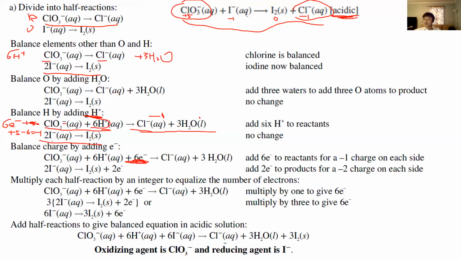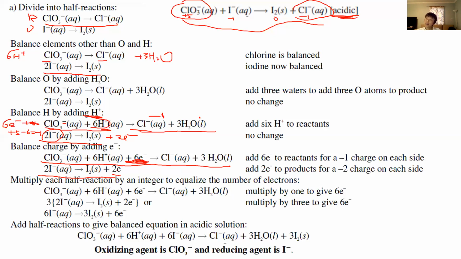And on the second reaction, I have -2 here, 2 times -1 is -2, and 0 here. So I need to add 2 electrons on the right hand side. So now I have -2 for both sides. Now I have these 2 equations balanced in terms of atoms and charge. Each half reaction is balanced.